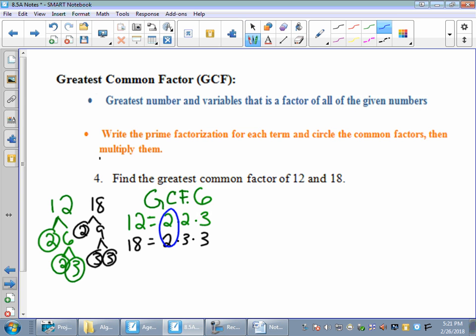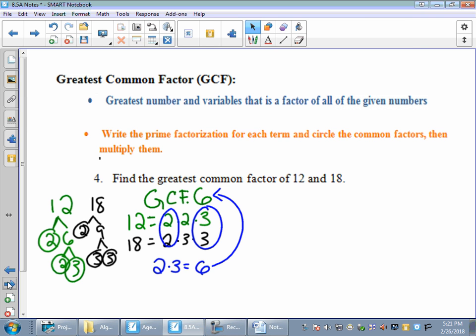Go ahead and circle what they share in common. They both have a 2, they both have a 3. And let's multiply those two things together. 2 times 3 is equal to 6, which is, of course, my greatest common factor. Hopefully you can do this. If you find this difficult or have any questions, please ask, because factoring will get a lot harder if you cannot find your greatest common factor.